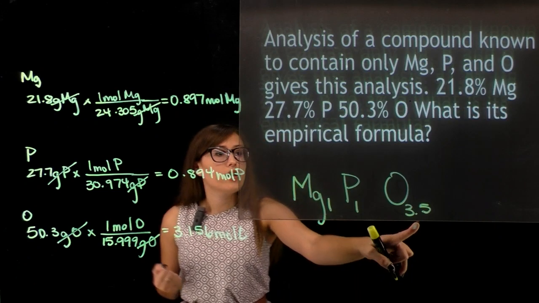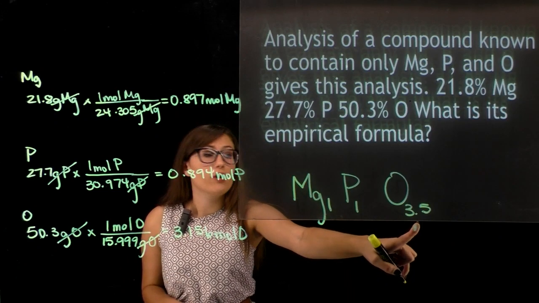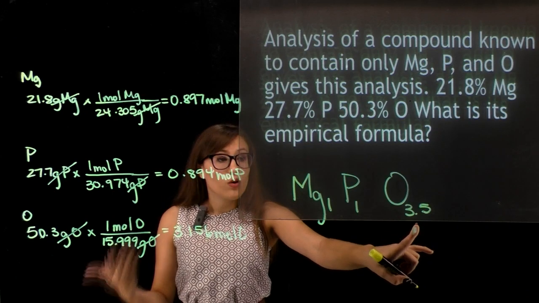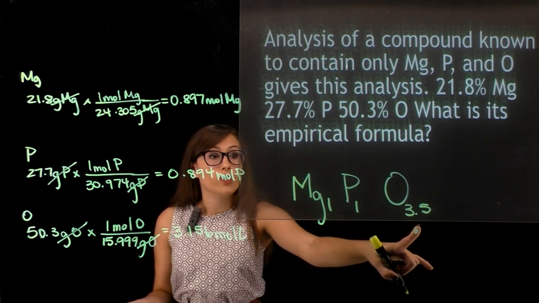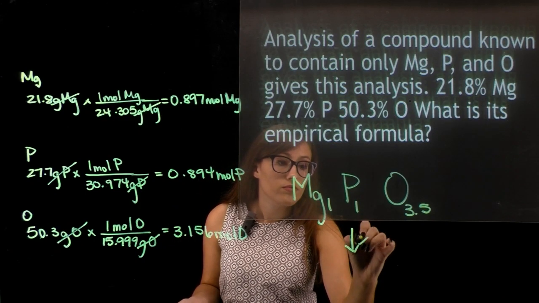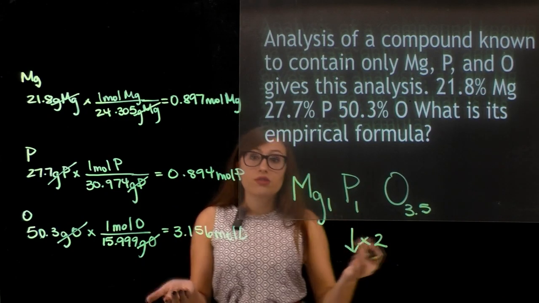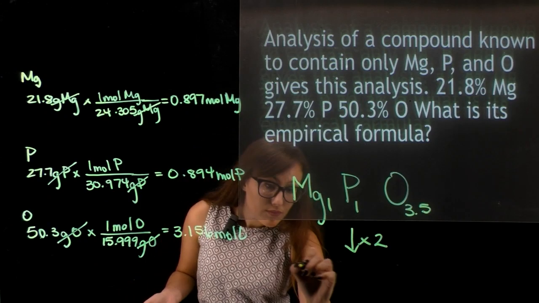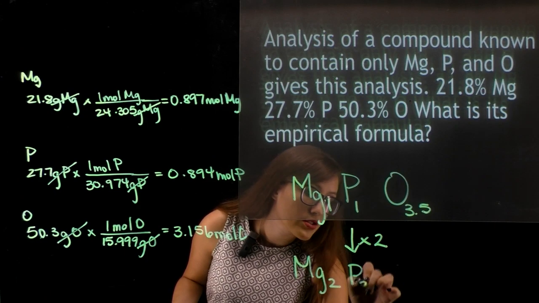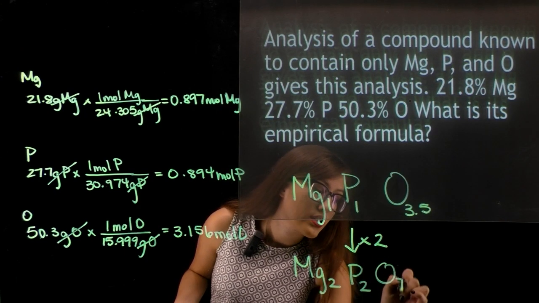Well, you never want a decimal for your empirical formula, so we have to multiply this by a factor in order to get it to a whole number. So we multiply everything by 2 in order to make these whole numbers. So magnesium 2, phosphorus 2, and oxygen 7.